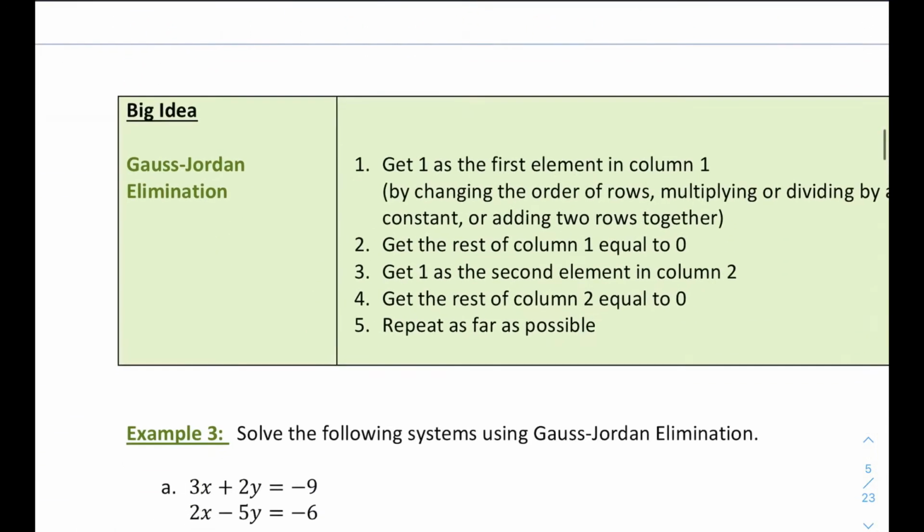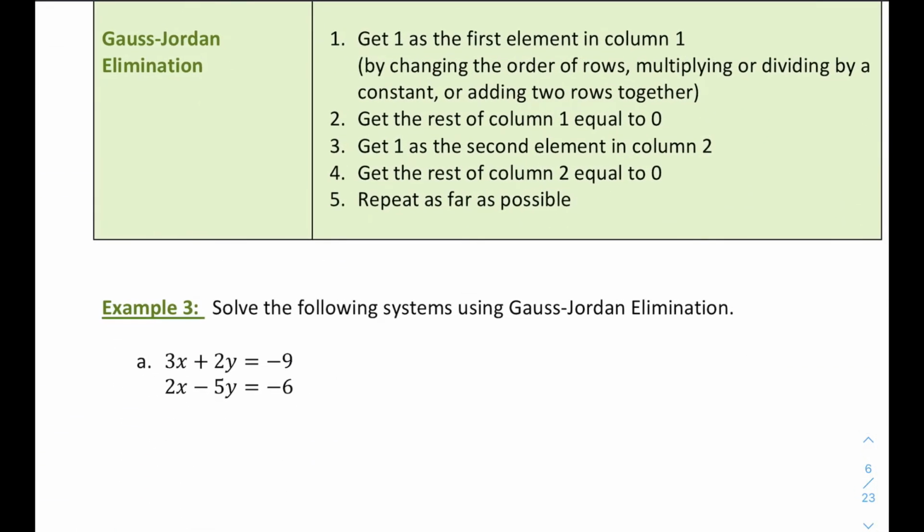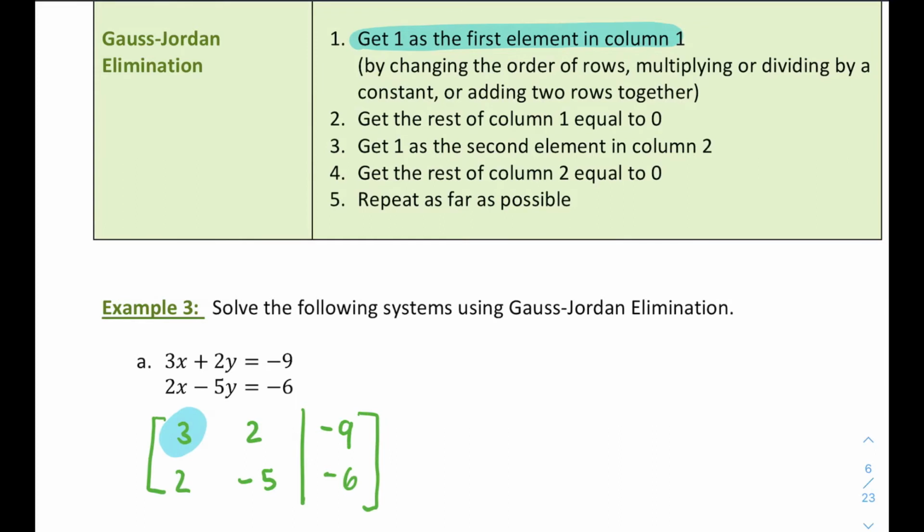If you are starting it off, you're going to want to write your system of equations as an augmented matrix. So I'm going to go ahead and do that first. And then the first step in our process is going to be to get 1 as our first element in column 1.